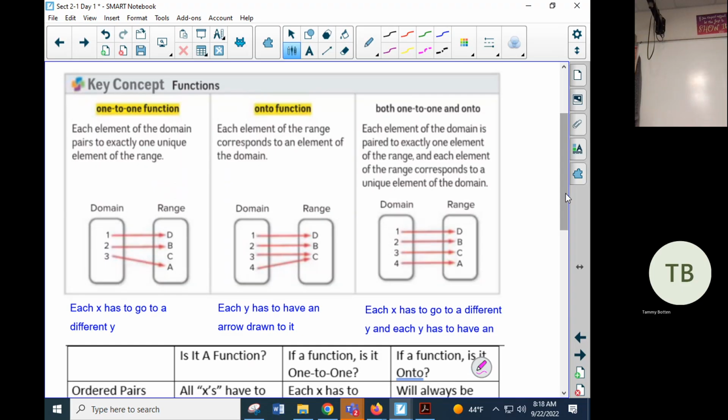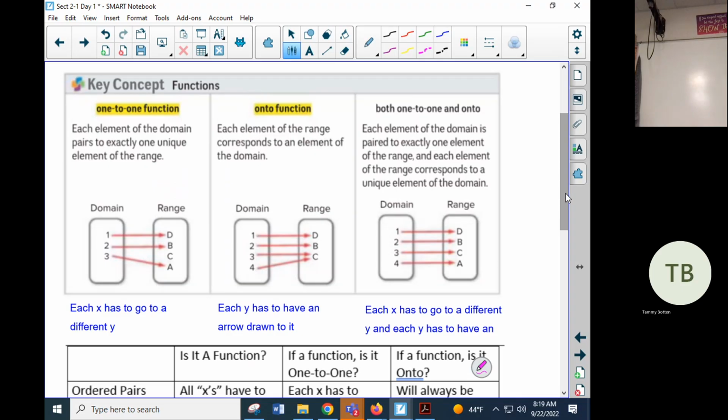If I looked at this one, again, these two are okay. 3 goes to a C, but 4 goes to the C also. So for something to be one-to-one, each x has to go to a different y. Does that make sense? So this one is one-to-one.